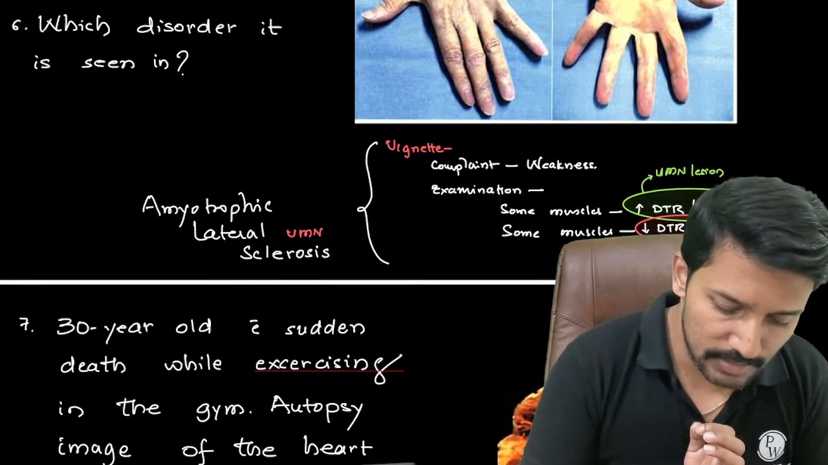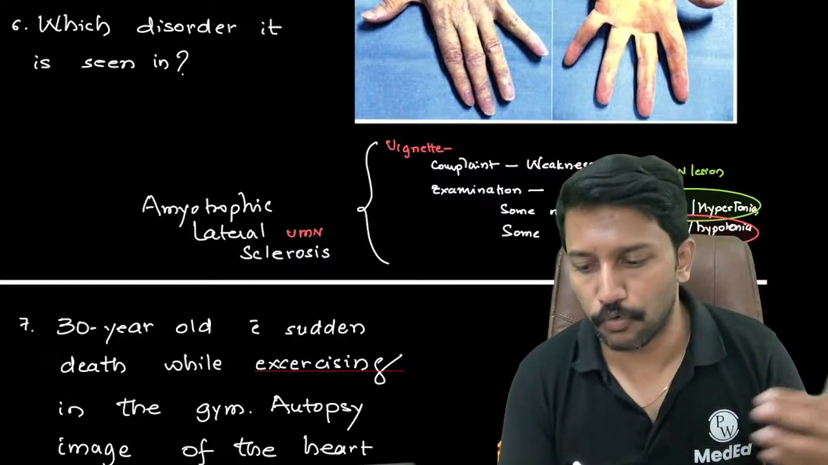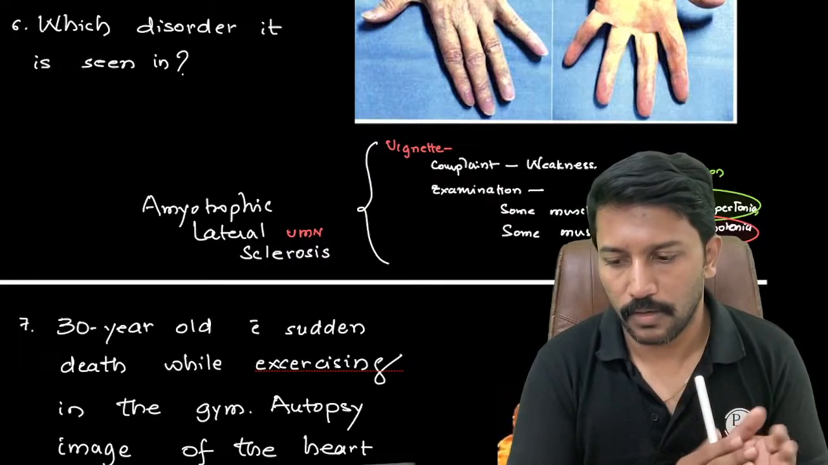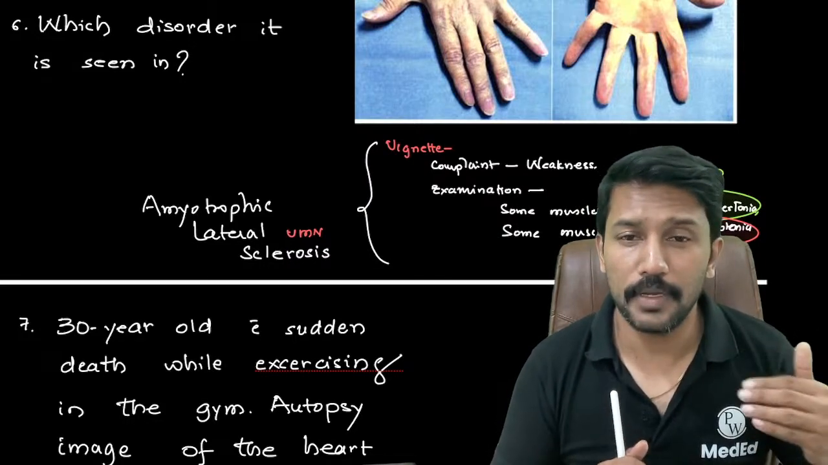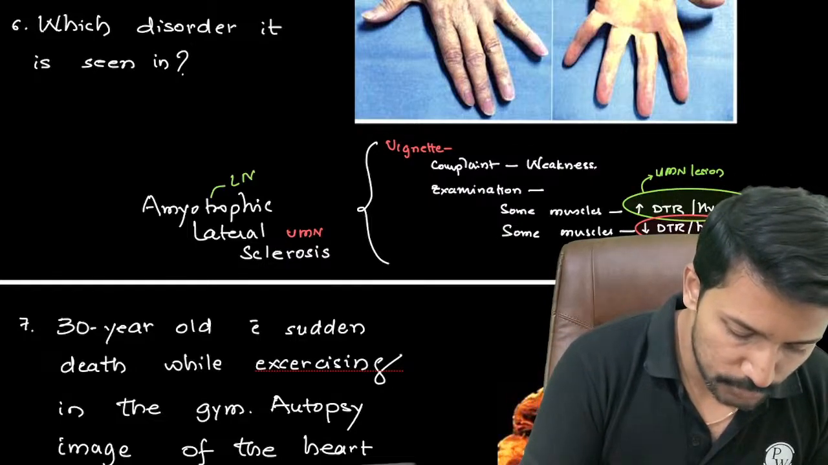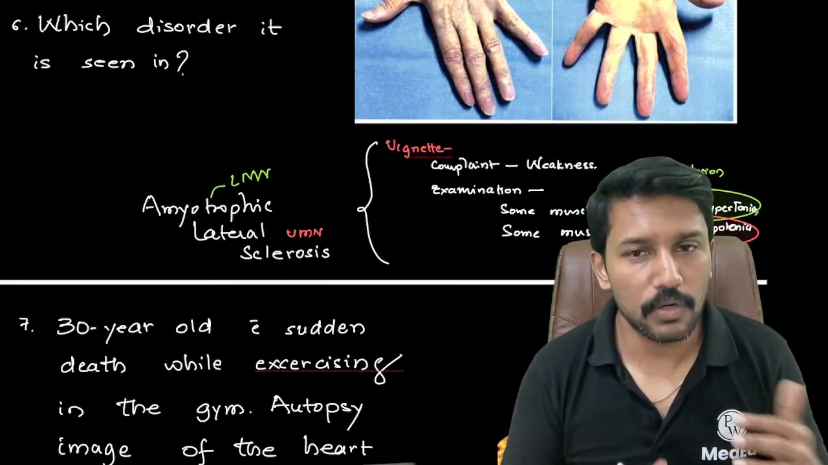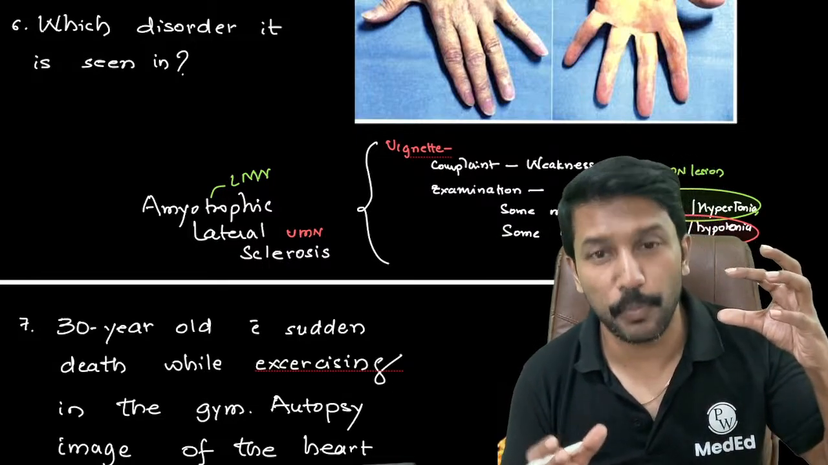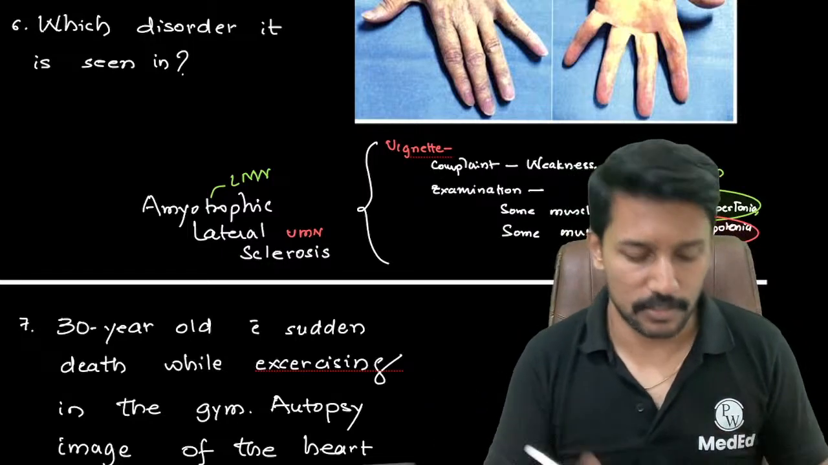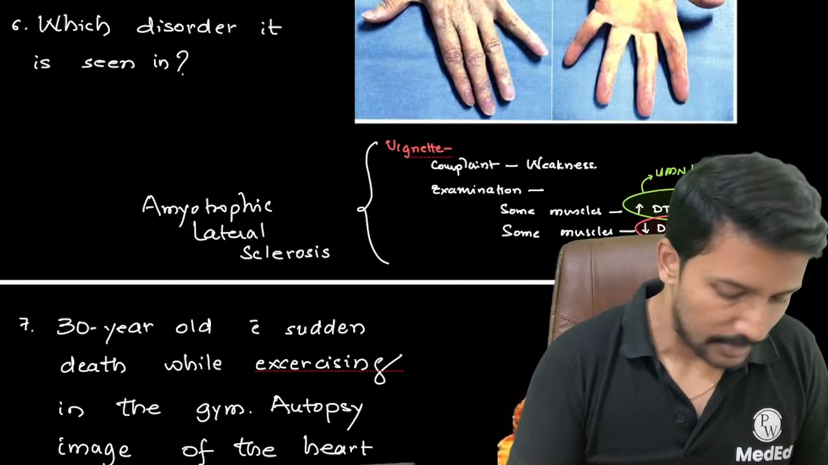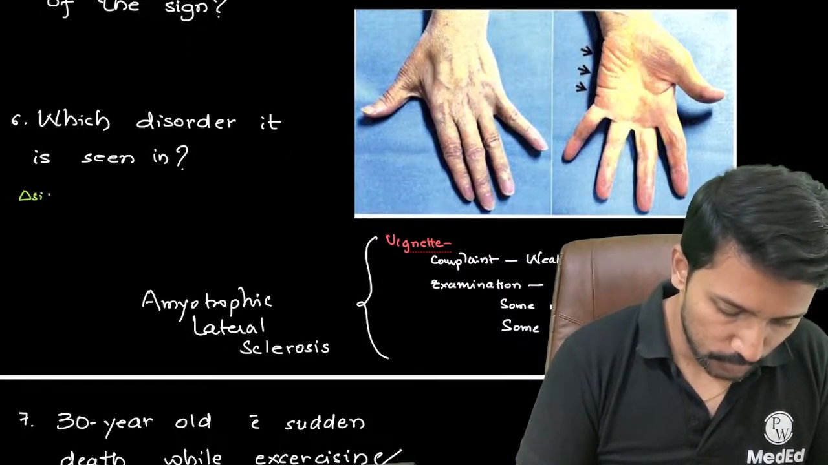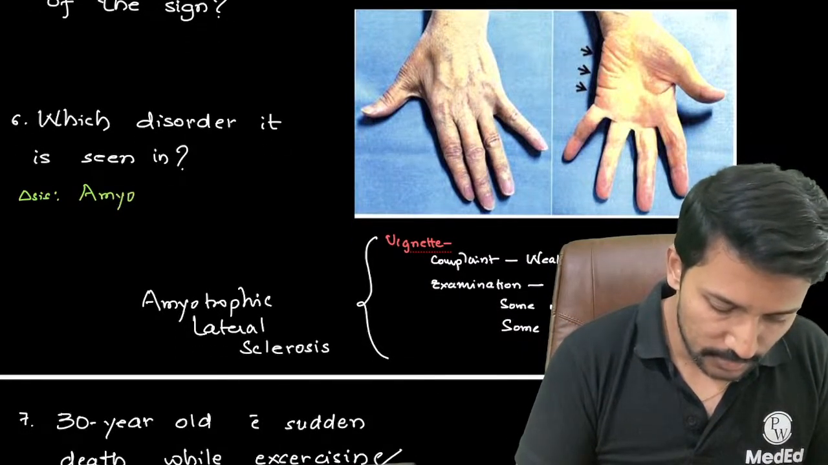And then the name of the disease says amyotrophy, or in other words, atrophy. Atrophy primarily indicates damage to lower motor neuron. So a disorder where there is degeneration of upper as well as lower motor neuron is what we have called amyotrophic lateral sclerosis. Okay, so the diagnosis I have already given you. This is amyotrophic lateral sclerosis.